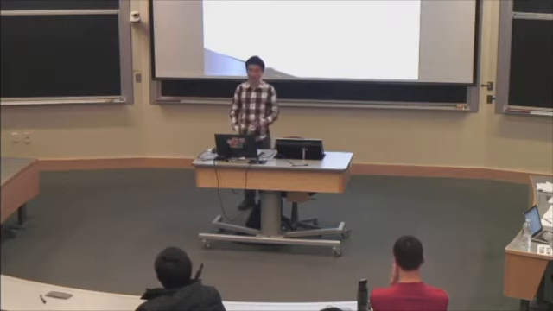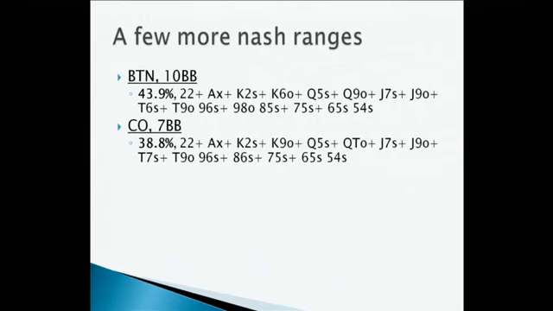Okay, so here's another data point. Cutoff, 7 big blinds. It's 38.8%. Notice that in this situation compared to the first one, you're one position worse because you're cutoff instead of button, but you're risking a lot less. You only have 7 big blinds, but the percentage is still going down.